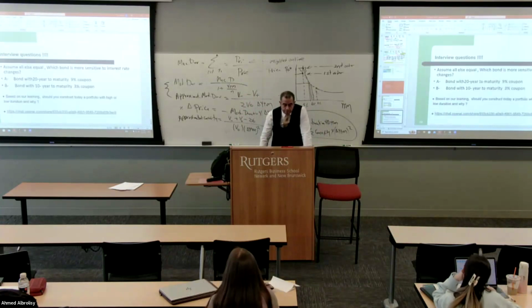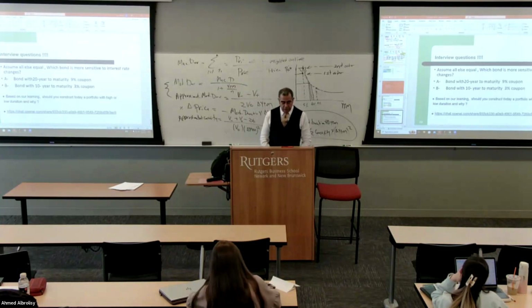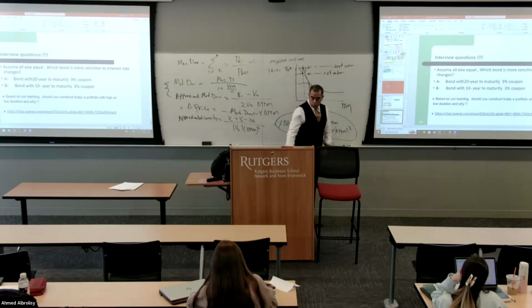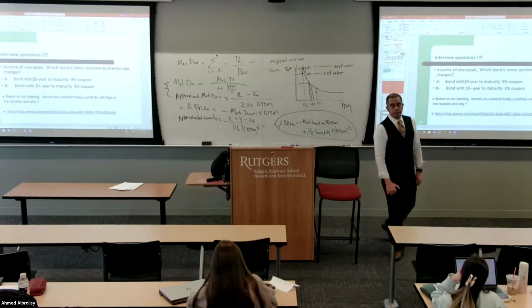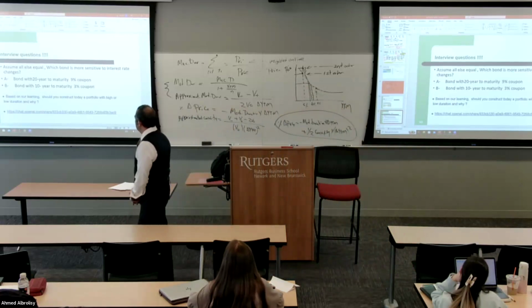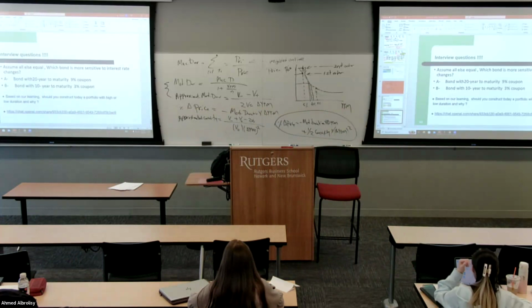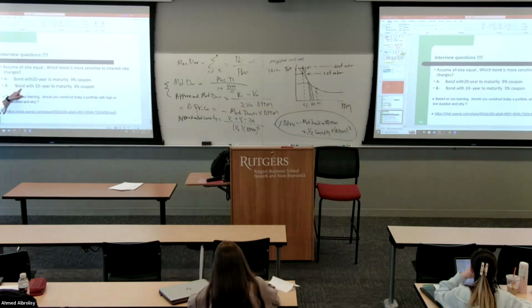Here, assume all else equal, which bond is more sensitive to interest rate changes? Bond A or B? What do you guys think? Assume all else equal, which bond is more sensitive to interest rate changes? Bond A or bond B? Here, this bond is 20 years, and this bond is 10 years. Based on our discussion, which one will be more impacted?